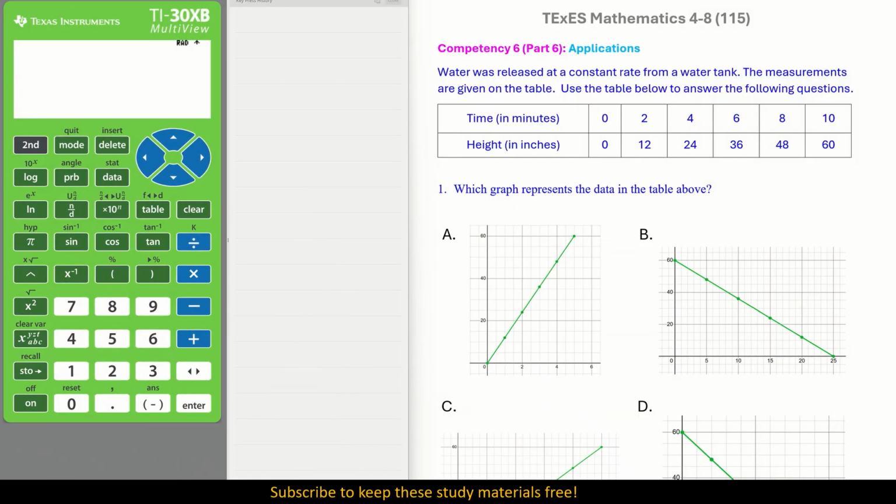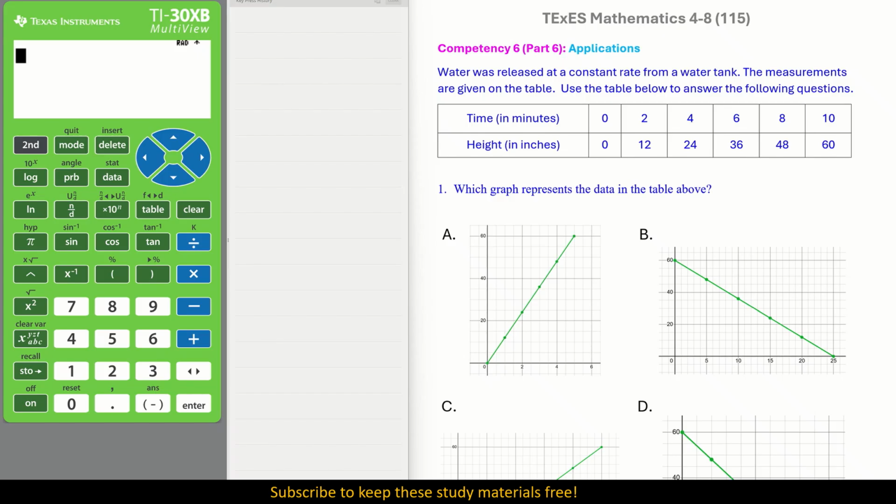Water was released at a constant rate from a water tank. The measurements are given on the table. Use the table below to answer the following questions. Okay, so we are given time in minutes and height in inches.